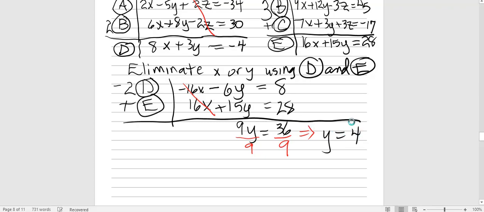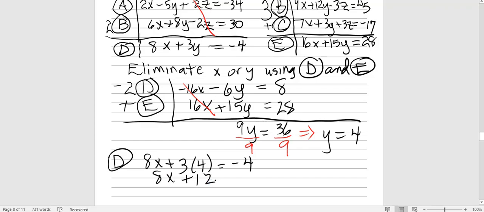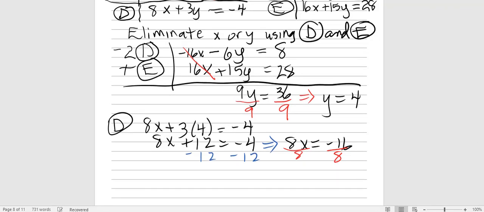So I've got y. And I can use either D or E to find x. I'm going to use D. 8x plus 3 times 4 equals negative 4. 8x plus 12 equals negative 4. I'm going to subtract 12 from both sides. And I get 8x equals negative 16. Divide both sides by 8. And I obtain x equal negative 2.